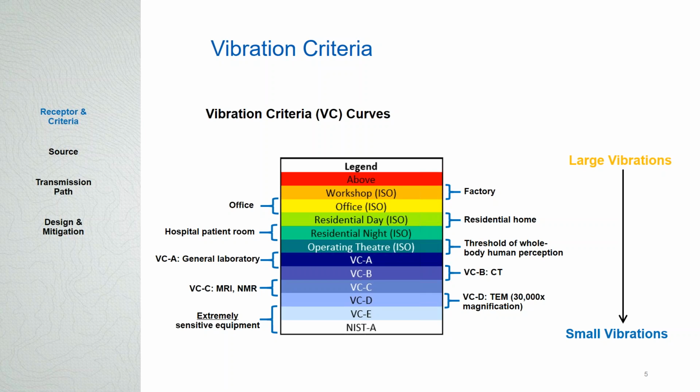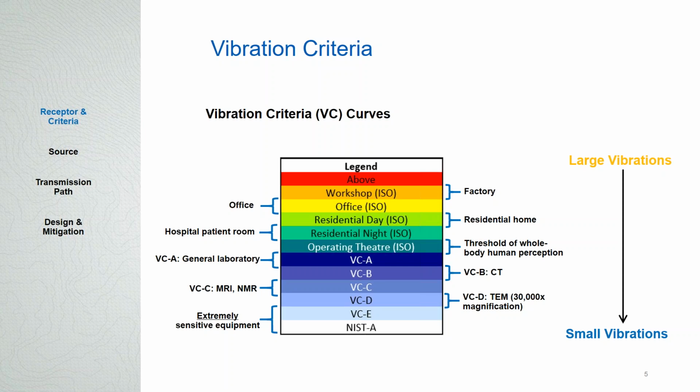Below that, we have the ISO office criterion, and that's applicable to, say, an office environment, surprise, surprise. And I'll state that when you move from workshop to office, you're reducing the vibrations by a factor of 2. So office has half the vibrations of a workshop, and residential day is half again. Basically, every single time you move from one class to another, you're cutting the vibration in half. So underneath office, we have residential day and residential night. Residential day is maybe acceptable for a home. Residential night is a little bit more stringent, and it might be acceptable in a sleeping area.